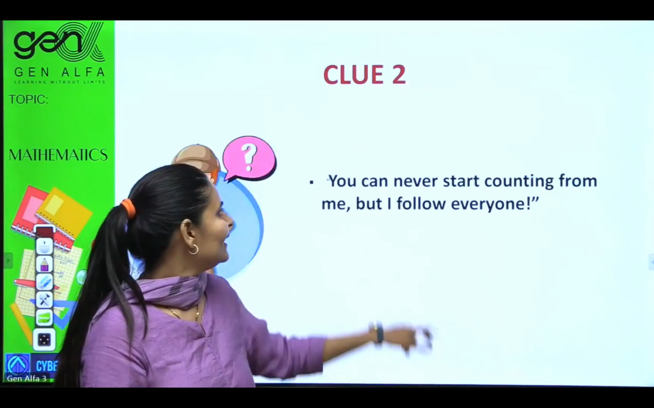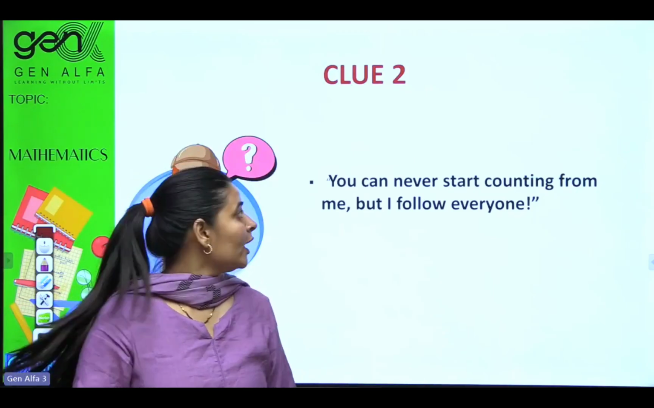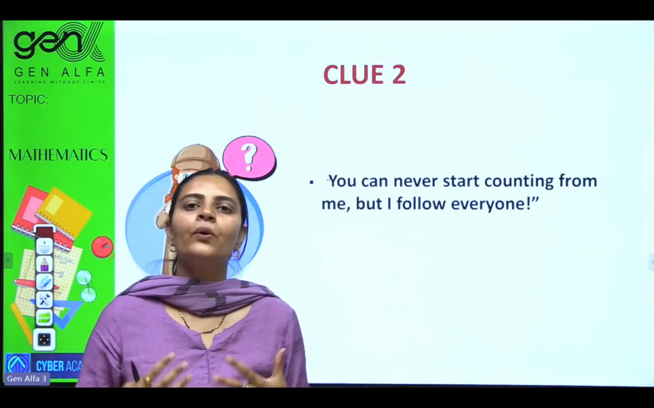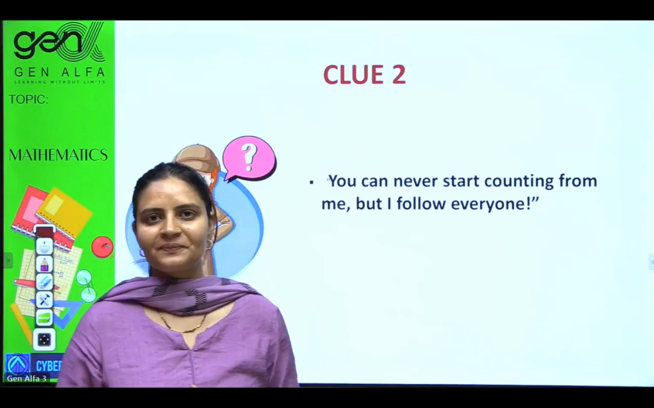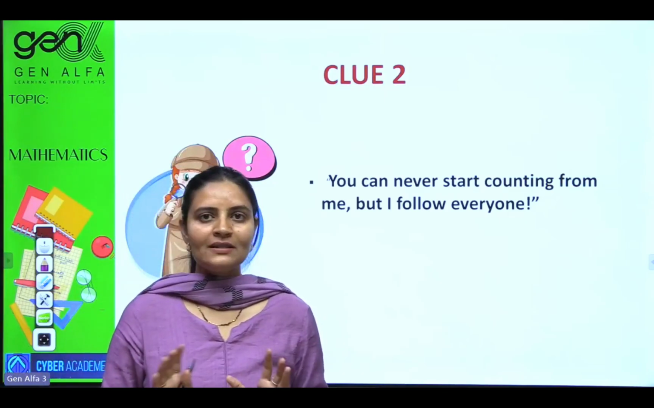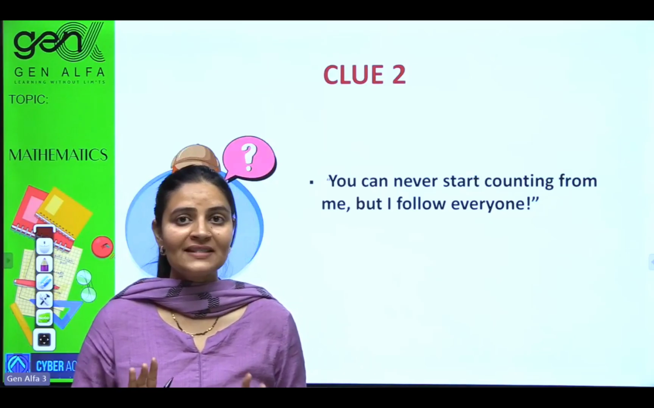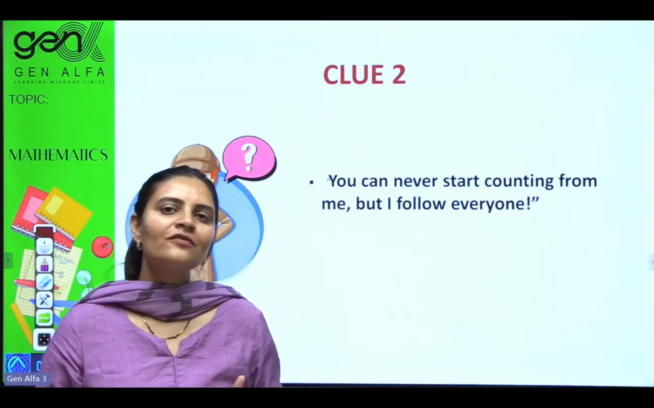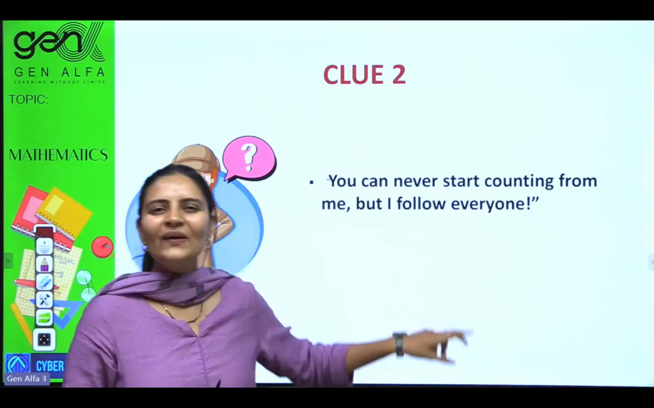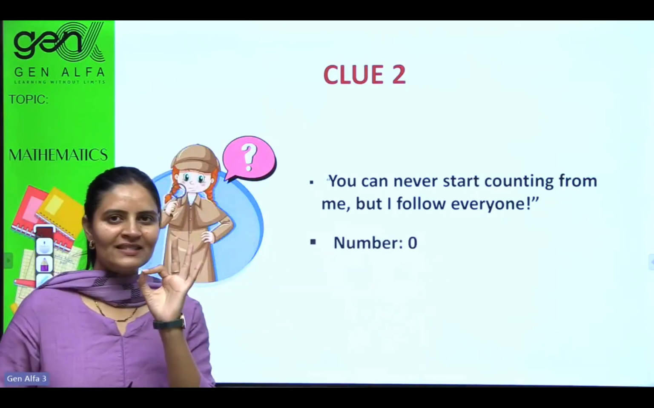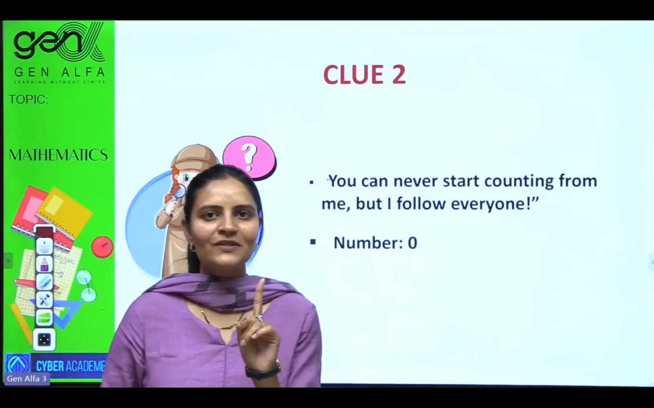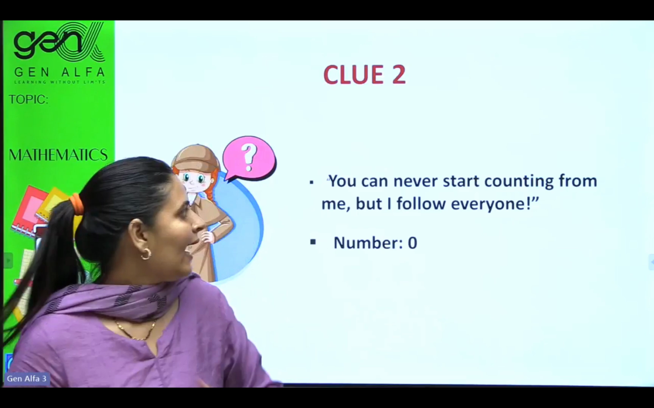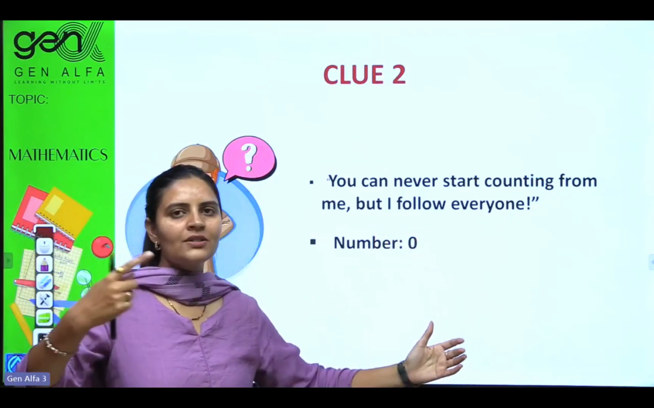You can never start counting from me, but I follow everyone. You are not starting the counting from me, but I follow everyone. Yes, the whole numbers. Starting from zero, you are not starting the counting from zero, and I follow everyone. 1, 2, 3, 4, 5. Isn't it?